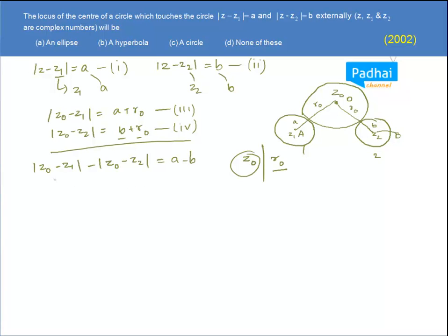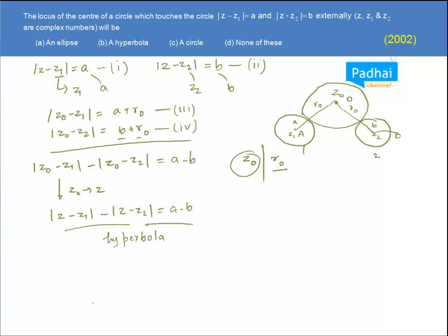And as we do in locus problems, we take the point whose locus we have to find, I have taken z0, find the equation in terms of z0, and finally replace z0 by z. So that will become |z - z1| - |z - z2| = a - b. Now if you closely look at this equation, this is nothing but the equation of what? Hyperbola. So this is an equation of a hyperbola.